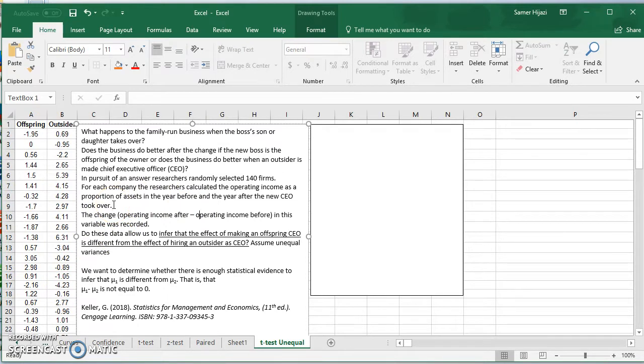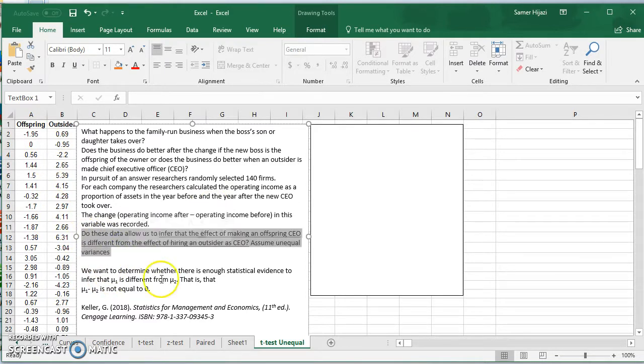Here we're looking at what happens to the family-run business when the boss's son or daughter takes over. Does the business do better after the change, when the new boss is the offspring or an outsider? So we selected information for 140 firms, and for each company we calculated the proportion of assets in the year before and the year after as the operating income. So the change here is operating income after minus operating income before, and we recorded the data.